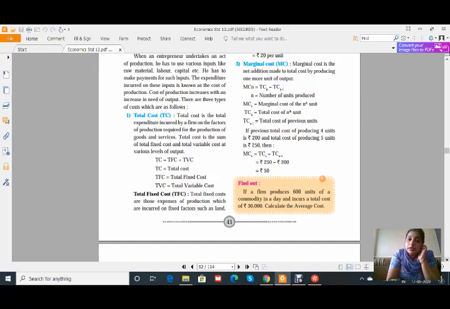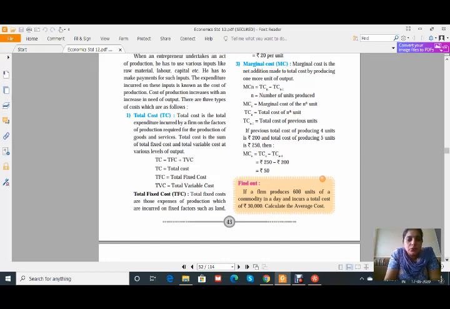For example, electricity: it depends on how much time the machine is working, and we have to pay only for that much, and therefore it comes under the variable cost. So when I say the total cost, it includes fixed and variable cost both. Okay, I think the example is given here.